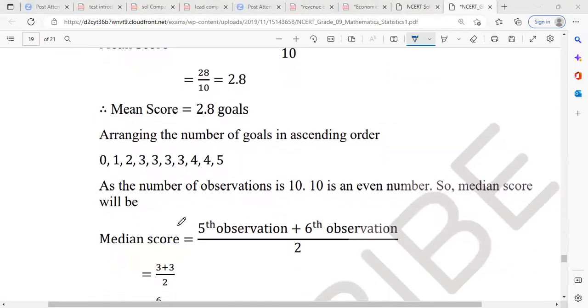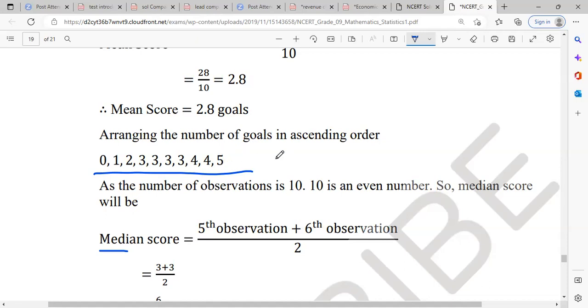Now of this, we will find the median. What is the formula for median? See, these are the numbers. First of all, arrange them in ascending order: 0, 1, 2, 3, 3, 3, like this. From this, what you have to find: the number of observations is 10, and 10 is an even number. So how many numbers are there? 10 numbers are there. Right? So if you have 10 numbers, it is an even number.